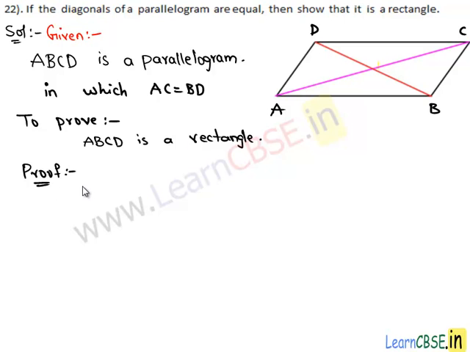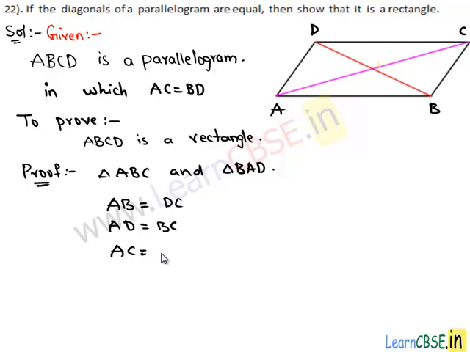So we consider two triangles, that is triangle ABC and triangle BAD. In these triangles, opposite pairs of sides are equal, because in a parallelogram opposite pairs of sides are equal. So in these two triangles, side AB is equal to side DC and side AD is equal to side BC. And in the question we are given that the diagonals are equal, therefore AC is equal to BD. Here we have these conditions.